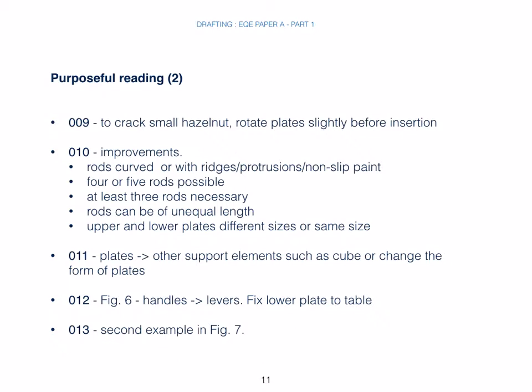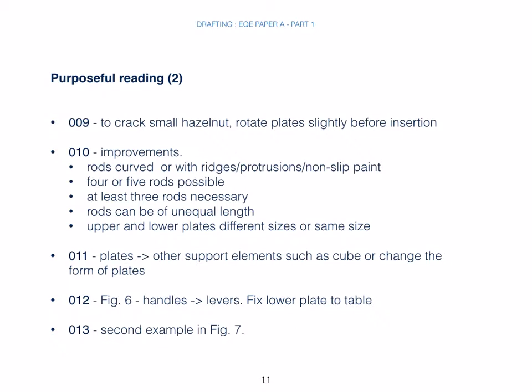We come then to paragraph 10, in which the client says the nutcracker could be improved in many ways. So this is a paragraph talking about improvements, which is going to be quite important for our future claim strategy. What does the client say? For example, in order to prevent a nut from slipping on the rods, they could be curved or have ridges or protrusions. Alternatively, the rods could be coated with non-slip paint.